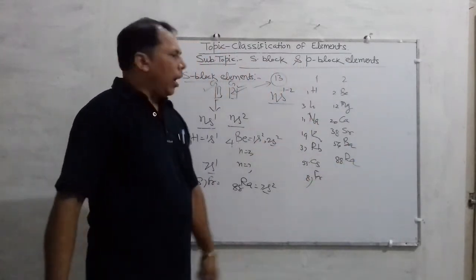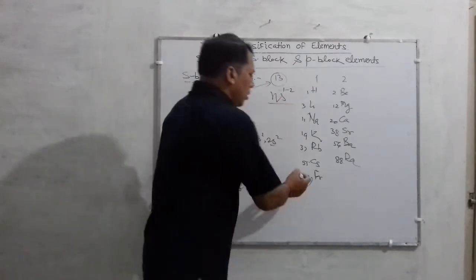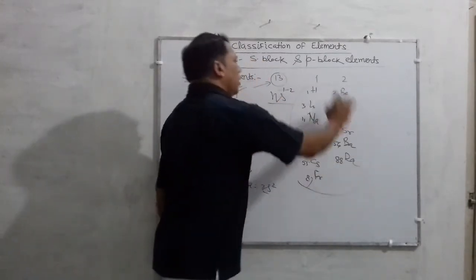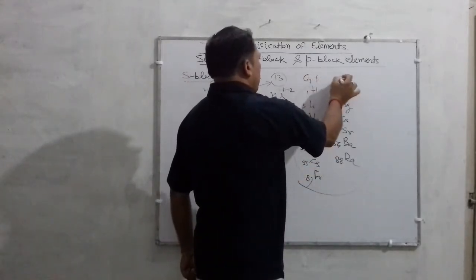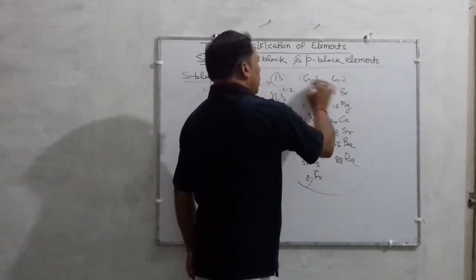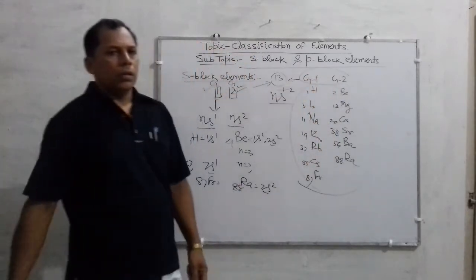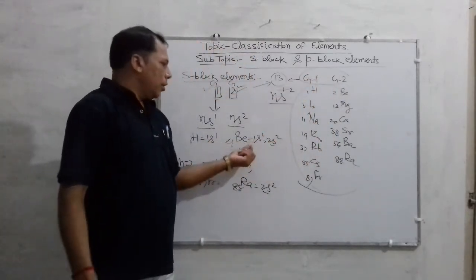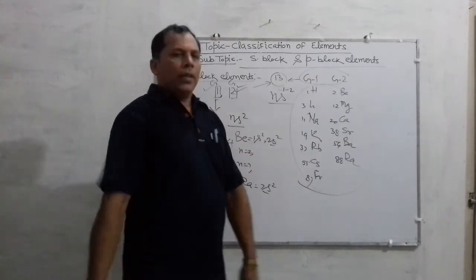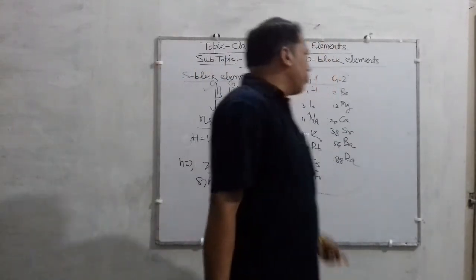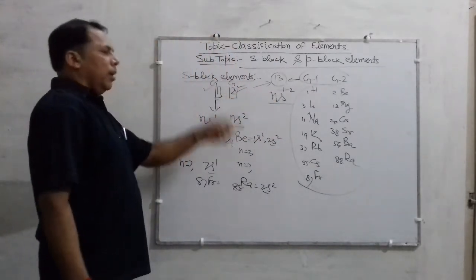And if you count these numbers, it should be 13. The total number of elements present in group first and group second is 13. And by writing the electronic configuration, they are occupying the S subshell. That's why these are the elements of the S block.